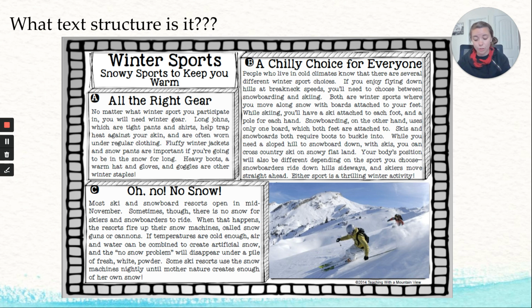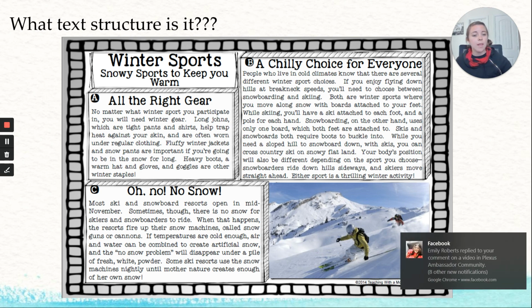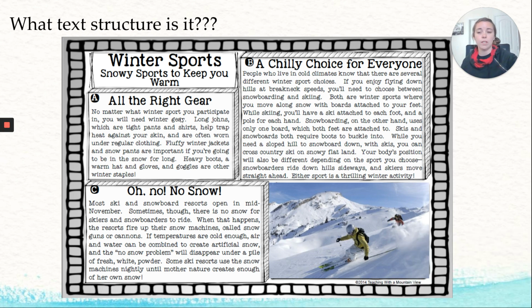Okay, if you said description, you are totally right. Okay, so this paragraph in this passage is all about describing winter sport gear, okay, and the things that you need. It talks about long johns and describes them, jackets and snow pants and why you were going to need those, and then it just suggests other things that you can wear and use when you are out in the snow for these sports. I'm sorry I keep getting notifications on my computer, guys. Just ignore those. But so anyways, yes, this is description, okay?